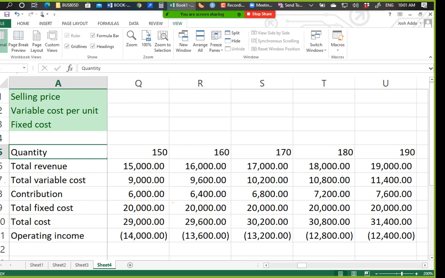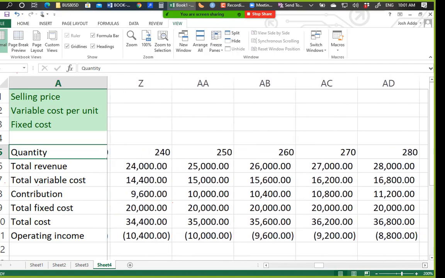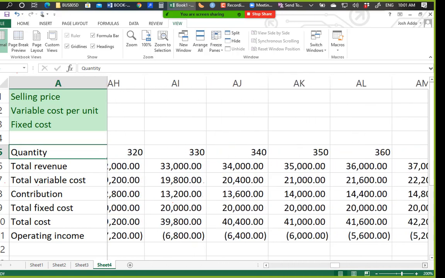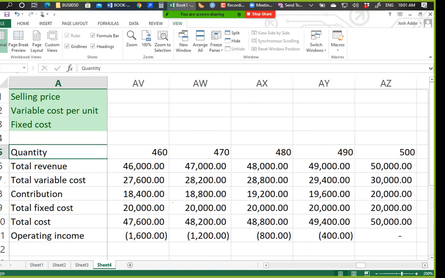So you see, as we go, the contribution is increasing to reduce the loss. We are now paying the fixed costs, to reduce it. So we do that up to a point like here, 500, and then you see that operating income is 0. This is how accountants write 0, a dash.